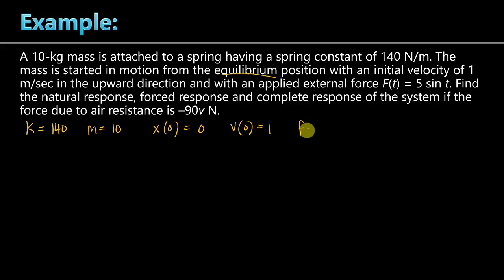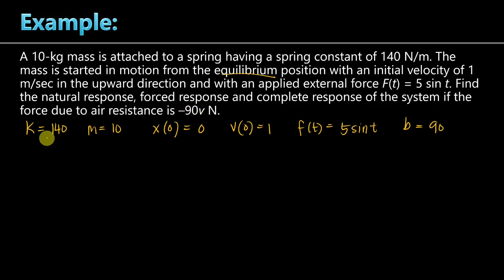And the applied input force, here we have an f of t. The applied input force is 5 sine t. So it's a periodic force kasi sinusoidal siya. Yung ina-apply na force ay periodic, no? Find the natural response, the forced response, and the complete response of the system if the force due to air ay meron tayong damping kasi may air resistance. Kung saan, malalaman natin na ang B, ang value ay 90. Kasi ito yung damping force, negative BV. Okay, so B is 90.